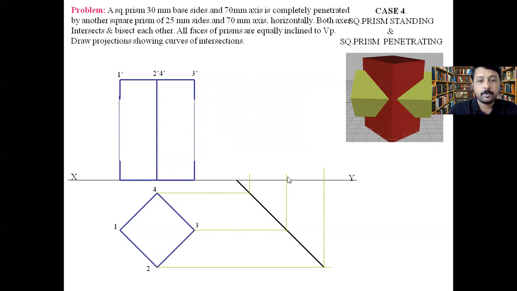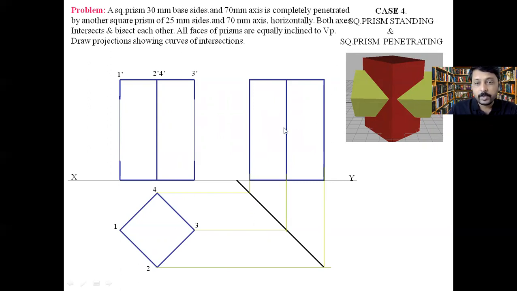Take this to the horizontal plane and complete the side view. In side view, we can draw the complete view. And now the condition starts. This penetrating square prism has to be drawn at the center because it is bisecting. It is said that it is bisecting. That is why we are taking it at the center only.